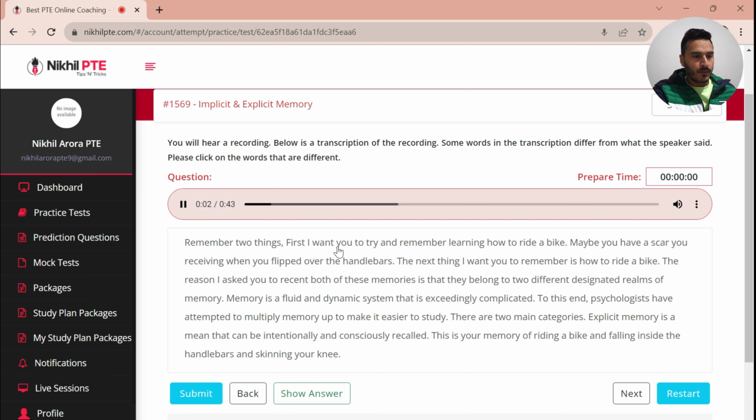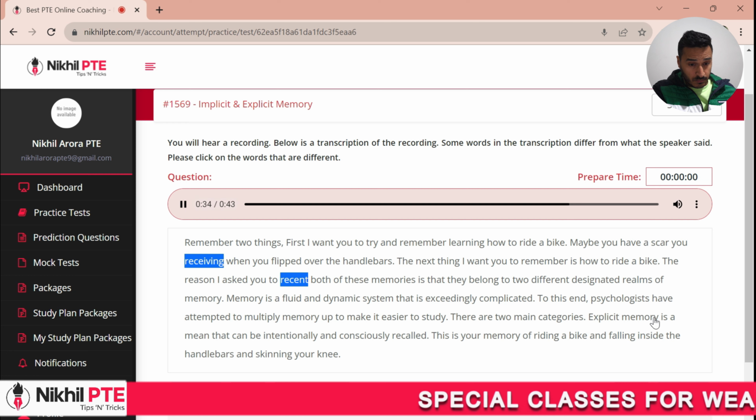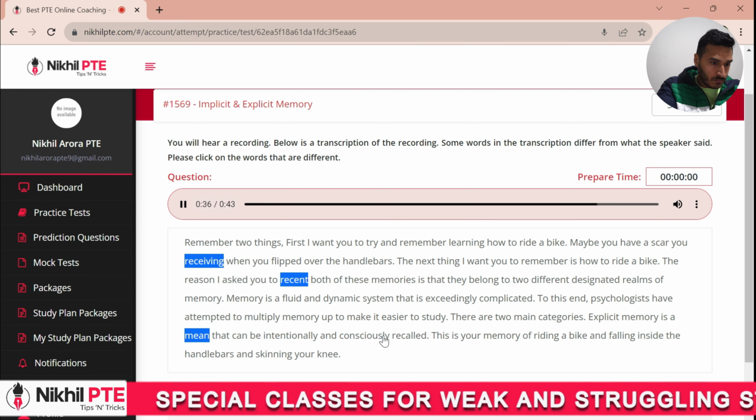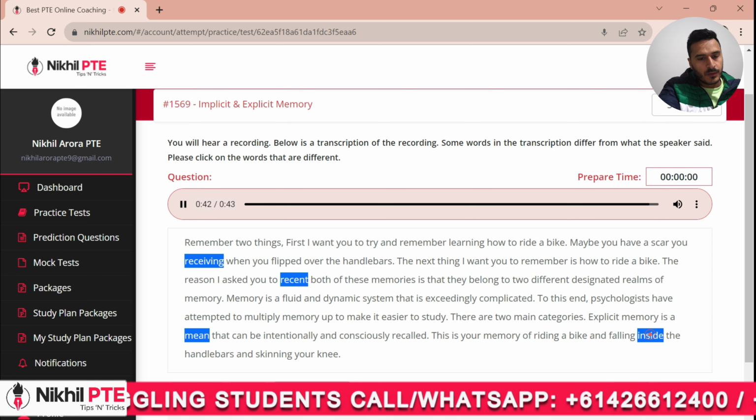Remember 2 things. First, I want you to try and remember learning how to ride a bike. Maybe you have a scar you received when you flipped over the handlebars. The next thing I want you to remember is how to ride a bike. The reason I asked you to recall both of these memories is that they belong to 2 different designated realms of memory. Memory is a fluid and dynamic system that is exceedingly complicated. To this end, psychologists have attempted to divide memory up to make it easier to study. There are 2 main categories. Explicit memory is a memory that can be intentionally and consciously recalled. This is your memory of riding a bike and falling over the handlebars and skinning your knee.